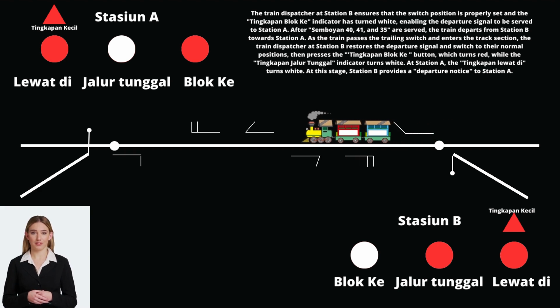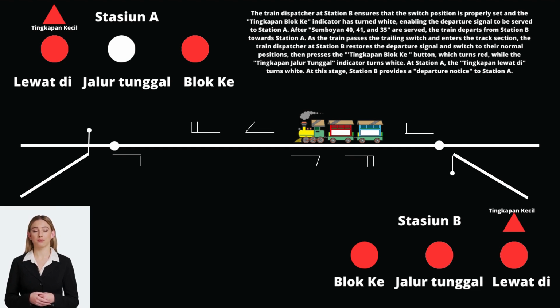As the train passes the trailing switch and enters the track section, the train dispatcher at Station B restores the departure signal and switch to their normal positions, then presses the keretaapiindonesia button, which turns red, while the keretaapiindonesia indicator turns white. At Station A, the keretaapiindonesia turns white. At this stage, Station B provides a departure notice to Station A.